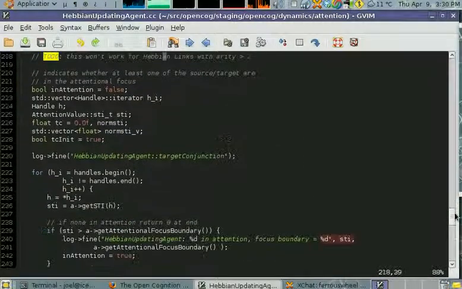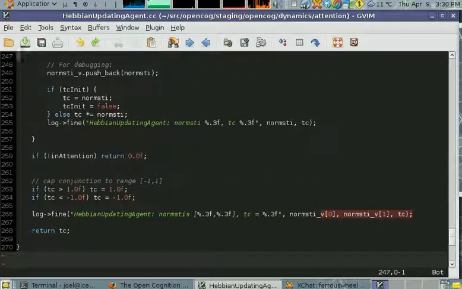So I guess I'll just sign off for this one, a bit shorter now, and the next video will be about the Hebbian diffusion agent. So this one updates the Hebbian links, and the Hebbian diffusion agent will spread STI and LTI along those links.